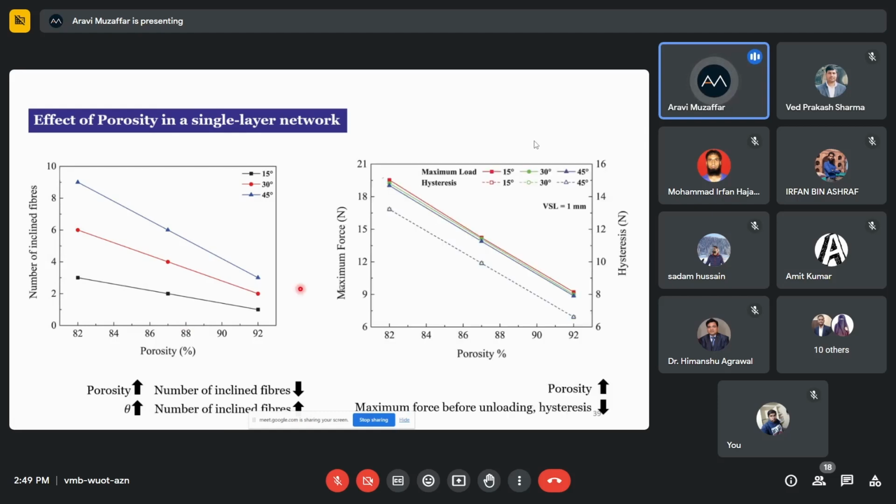And when we tried to see what is happening with the porosity, we saw that with the increase in the porosity, the maximum force before unloading as well as the hysteresis is not 0. Whatever the force that we're obtaining is decreasing with the increase in the porosity.